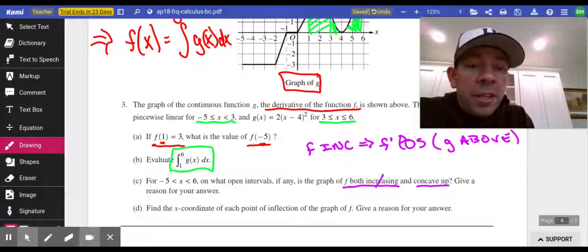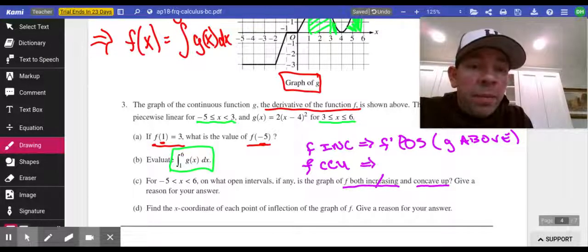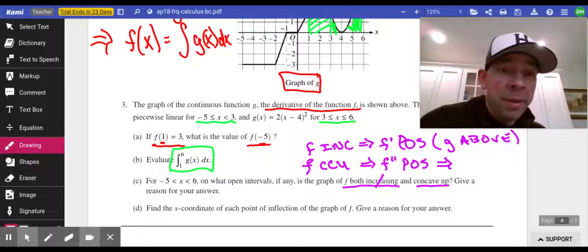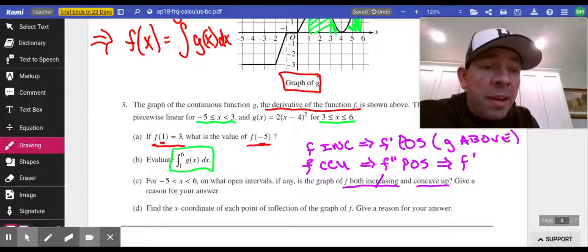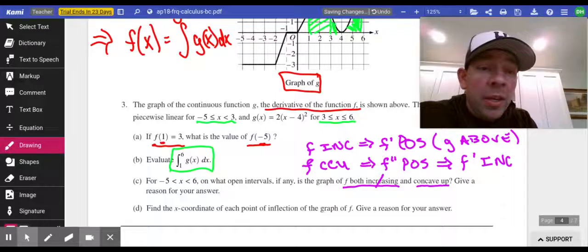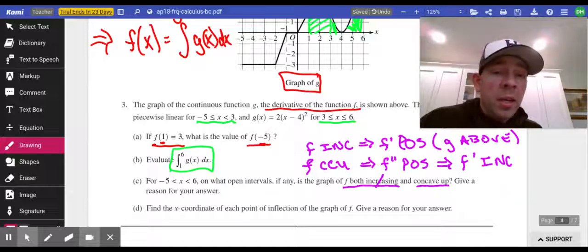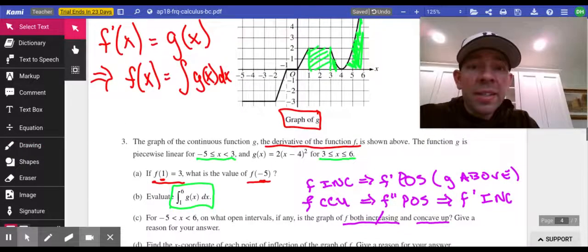Now, if f is going to be concave up, the first thing I know is that f double prime is going to be positive, which basically means, now remember, f double prime just happens to be the first derivative of f prime. So in this case, f prime would have to be increasing, or g would have to be increasing. So basically, I'm going to go to that picture, and we're going to try to figure out when is g above the x-axis and increasing all at the same time.